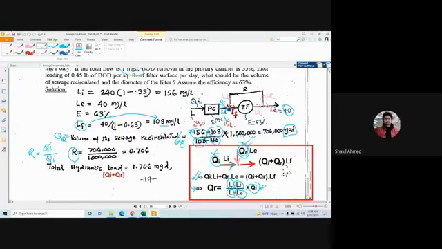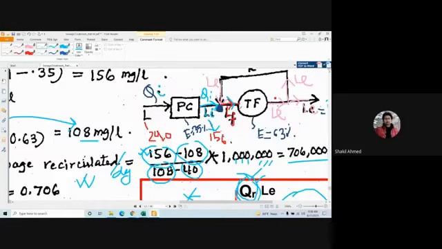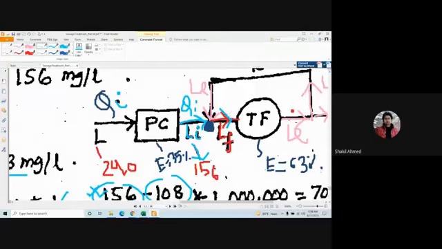So QR, you have calculated QR, that is this gallon per day, and QI is given, that is 1 million gallon per day. So you get 0.706. So the total hydraulic load, this is the total hydraulic load, am I right? That is being applied to the trickling filter. Look at this. What discharge is being applied finally?